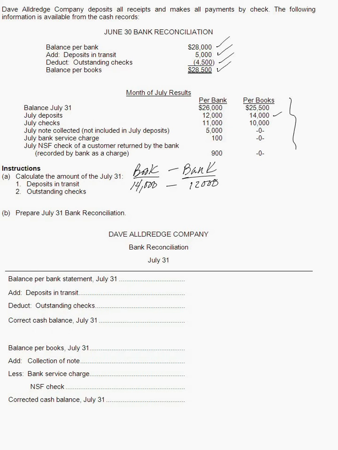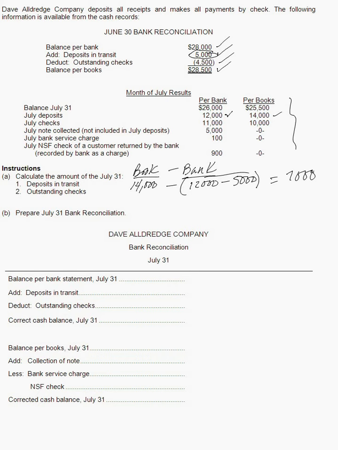But what we need to consider is that all of this 12,000 recorded by the bank didn't happen in July. As you notice here, 5,000 was still outstanding at the end of June, so it's likely that is included in the 12,000, and we need to make that adjustment. So the real deposits in transit for the month of July is $7,000.